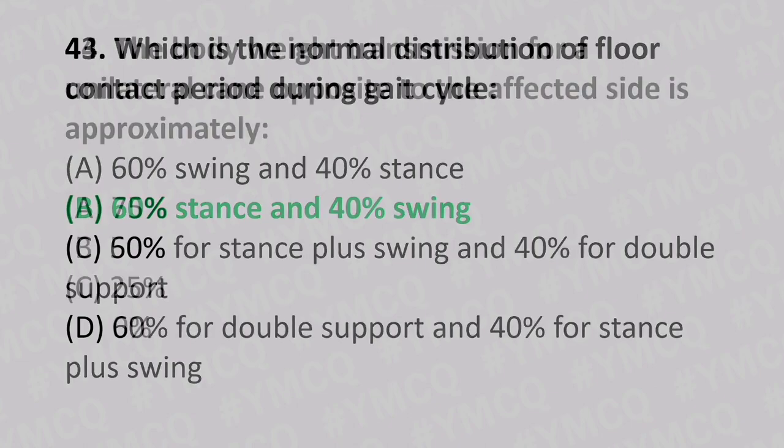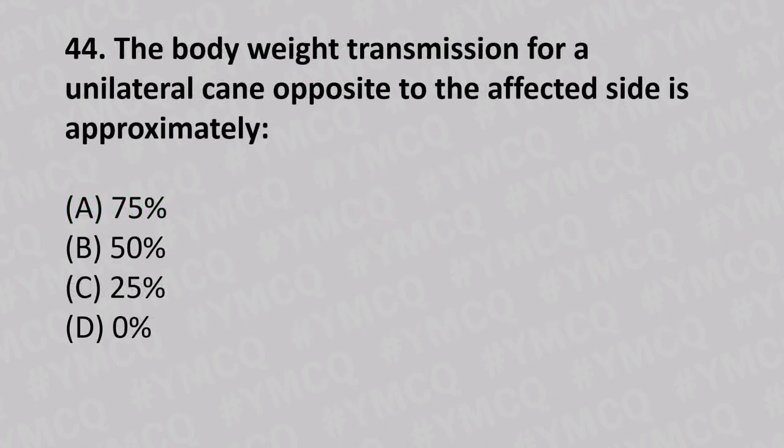Moving to our 44th question, the body weight transmission for a unilateral cane opposite to the affected side is approximately option A, 75%, option B, 50%, option C, 25%, option D, 0%. And the answer is option C, 25%.